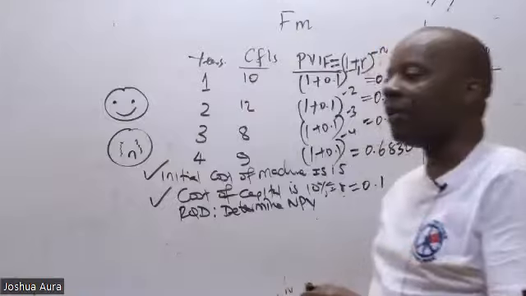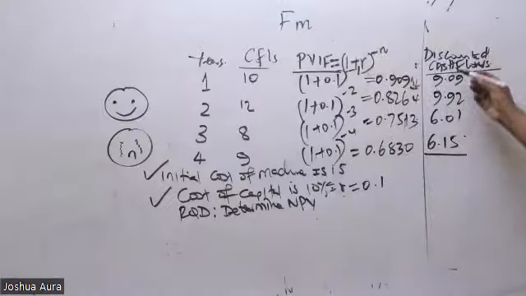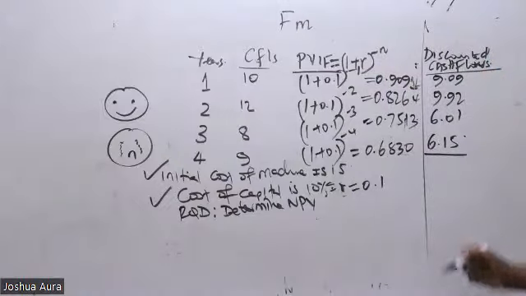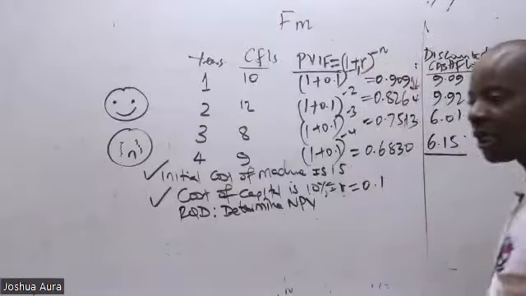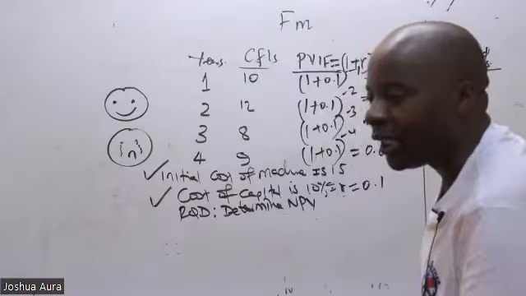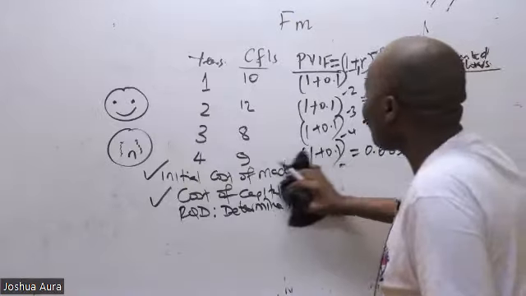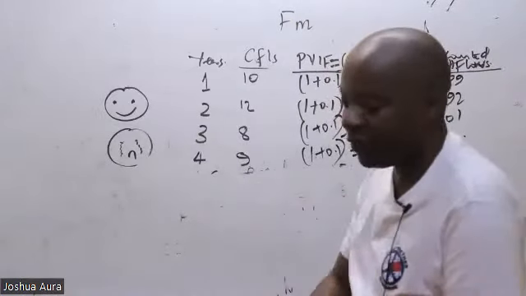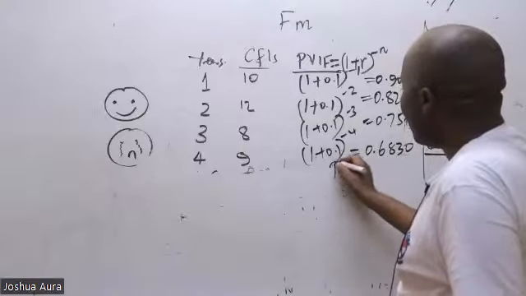Is there somebody who can give me the total discounted cash flow? According to Kinyua Anthony, 31.17. So this is the total.